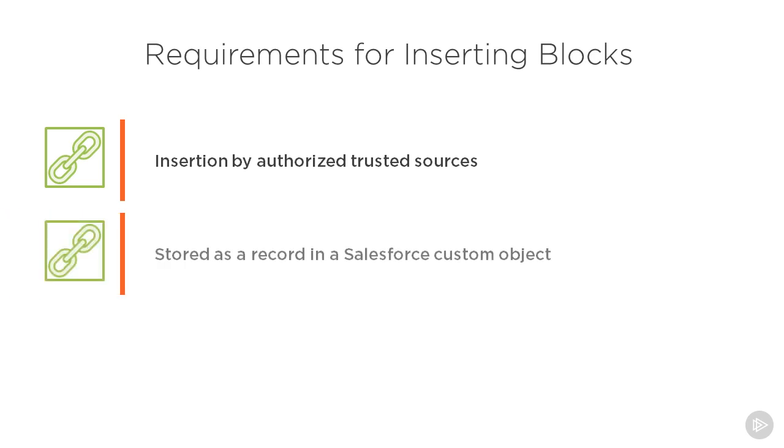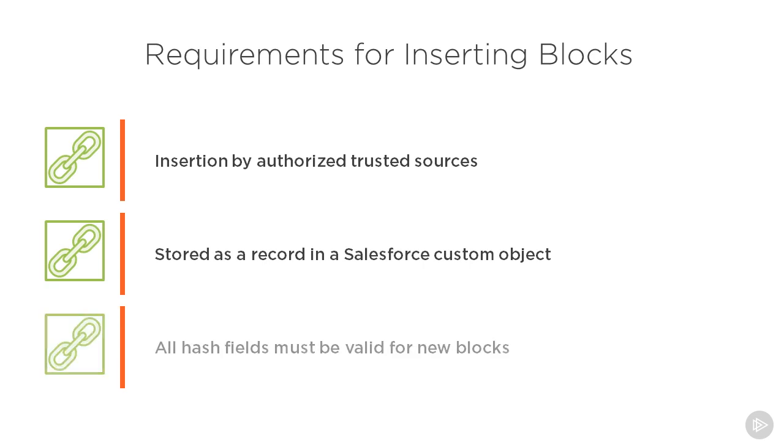A block will be represented by a record in the Salesforce database, a custom object, and the various blockchain hash values will be fields on the custom object. Those fields must be set anytime a record is created. So we have two challenges: determining who can create records and making sure that the blockchain fields are initialized correctly.